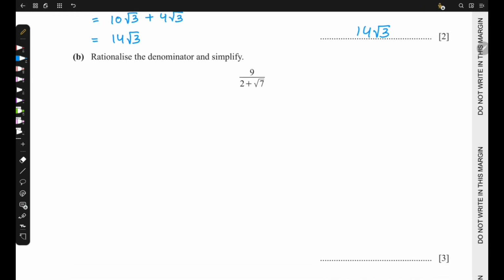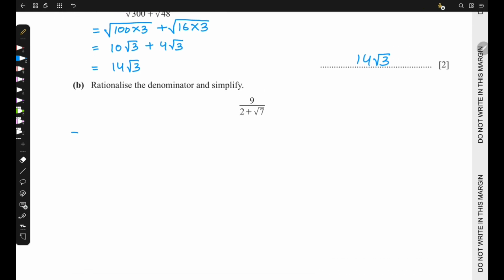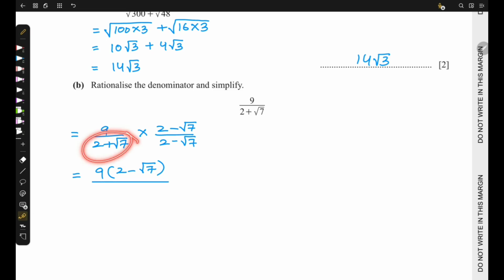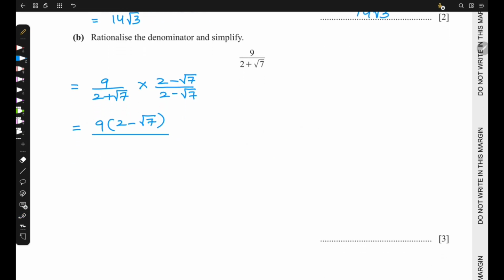Second part, rationalize the denominator and simplify. In rationalization, we have to multiply with the conjugate of the denominator. Like we have to multiply by 2 minus under root 7 over 2 minus under root 7, in the numerator and in the denominator. In the numerator, I'll get 9 times 2 minus under root 7. Do not multiply in the numerator right now. In the denominator, I'll use the identity (a plus b)(a minus b) equals a square minus b square. So I'll get 2 square minus under root 7 whole square. The numerator would remain as it is. Do not multiply it right now.